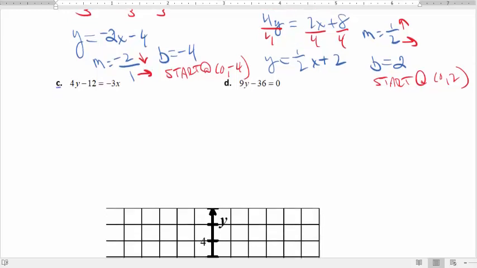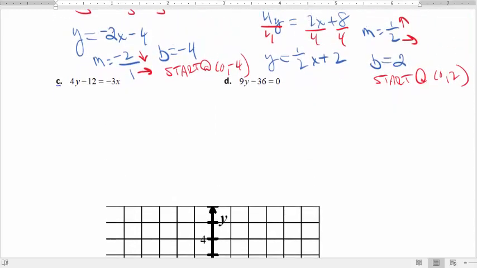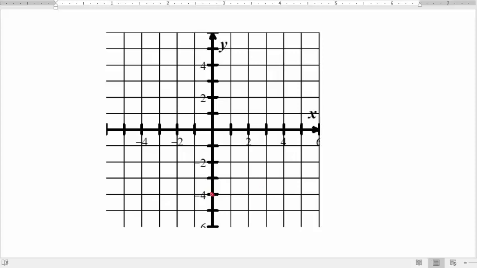Start at 0, negative 4, and go down 2 over 1. So if we're going to start at negative 4 and then go down 2 over 1, we really can't do that. So we have to do kind of what we said before, where you can think of negative 2 over 1 as 2 over negative 1. So then we can actually think of it as moving up 2 and left 1. So we can go up 2, left 1, put a point. Up 2, left 1, put a point. Up 2, left 1, put a point. And now that's better.